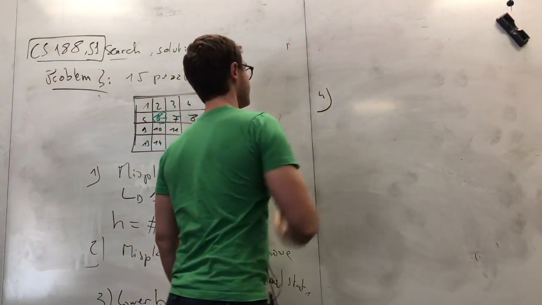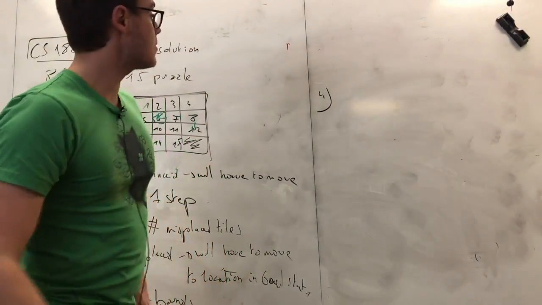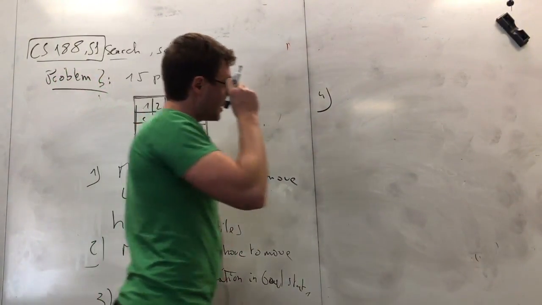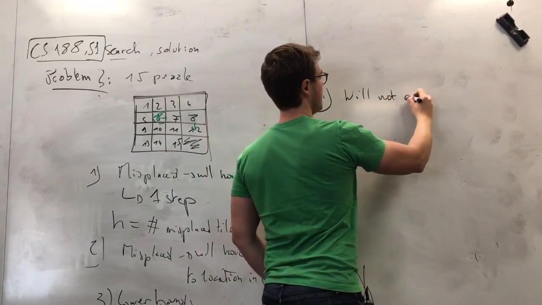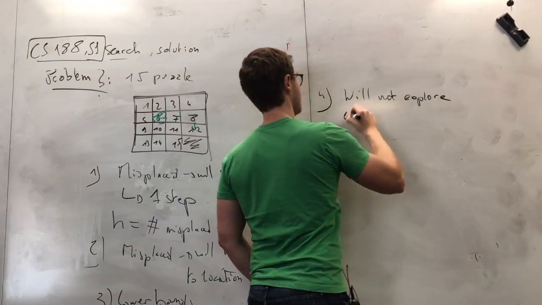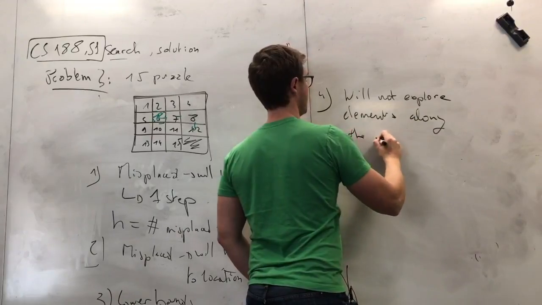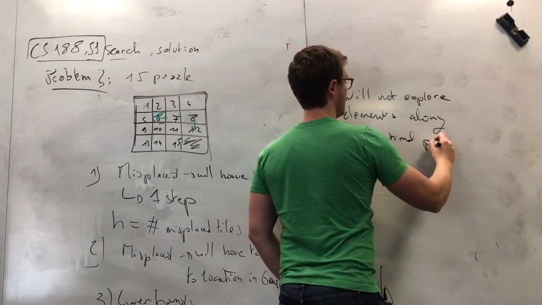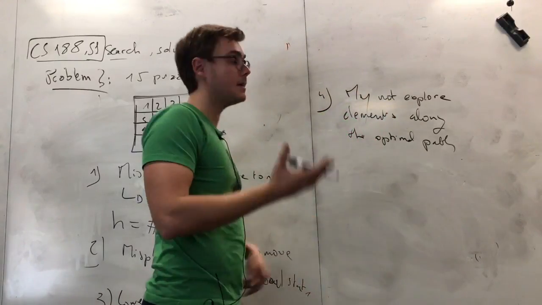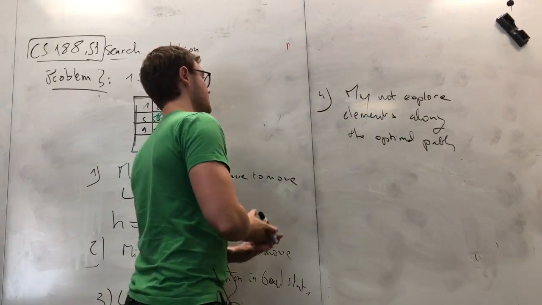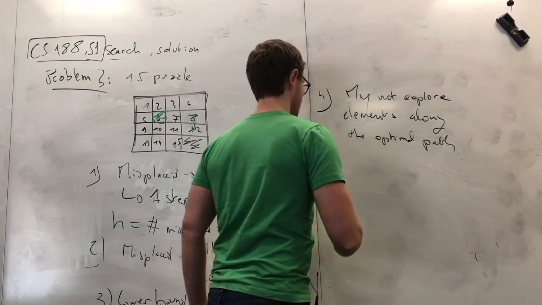Now, 4, what could go wrong if you have a wrong heuristic? Well, the problem with a wrong heuristic, as I was mentioning, is that you will not explore elements along the optimal path. Or it's more accurate to say you may. No, if you're unlucky, that's what will happen. So let's build an example in which we have a heuristic that creates that issue.